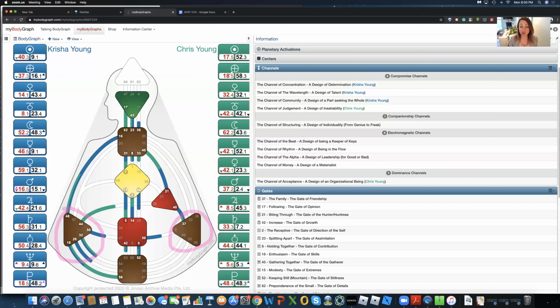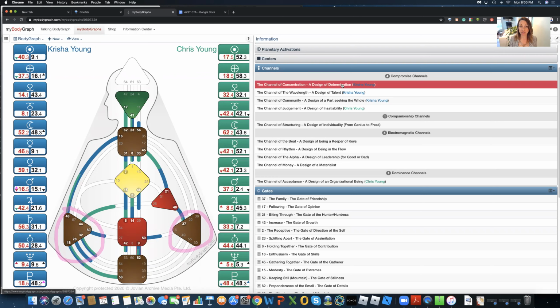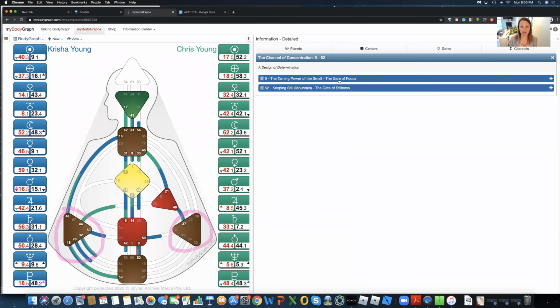The other issues that we had, oh, bless us, were these compromises. So we've got these 4 compromise channels right here. Let's look at this one here. This is 9-52, which is right here. This channel of concentration here. So Chris has, let me just get my drawing again here so you can see.